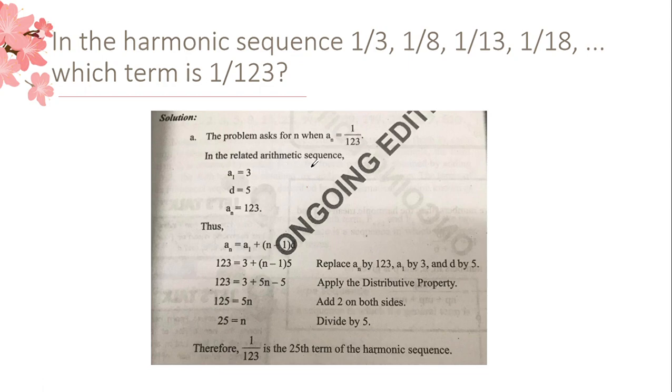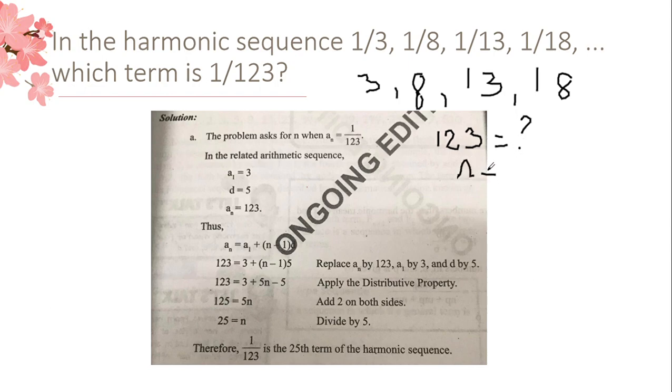In the related arithmetic sequence, a sub 1 is equal to 3. So, ato ni siyang ibalik sa arithmetic sequence na sad. So, ang sequence nato kay 3 and then 8. And then, 13 and then 18. So, ang gipangutana kay kung ikapila na term si 123. Pasabot, ikapila man si 123 na term. N is equal to question mark. Si N ang atong gipangita.